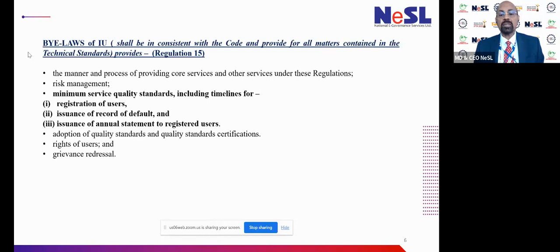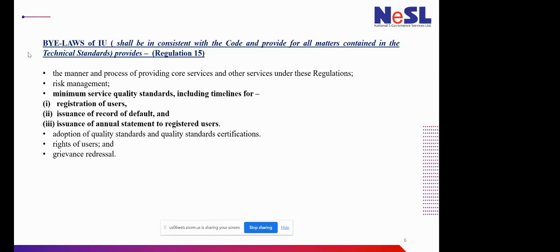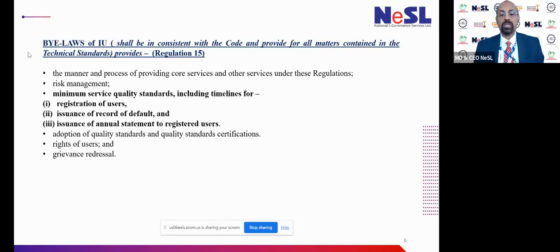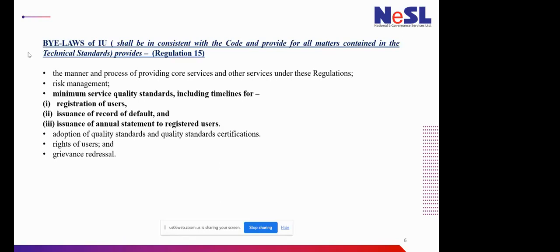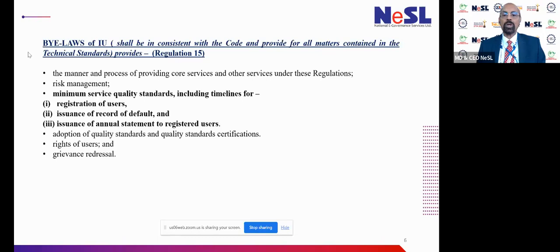Minimum service quality standards, including timelines for registration of users, registration, issuance of record of default, and issuance of annual statement to registered agents. I know timelines are there in the code and in the regulations, timelines for every activity. So timelines are extremely important. That's why the bylaws provide for the information utility to have service quality standards, especially on these three activities. Similarly, the bylaws also provide for adoption of quality standards and quality standards certification.